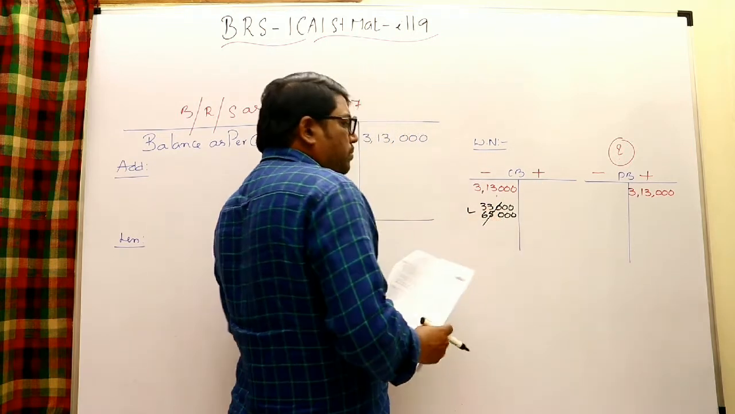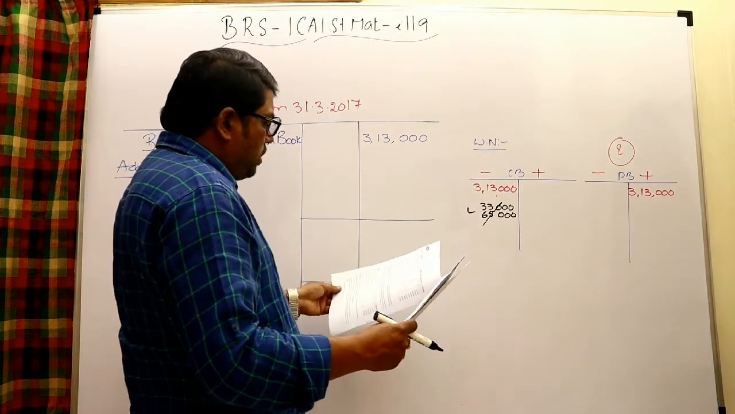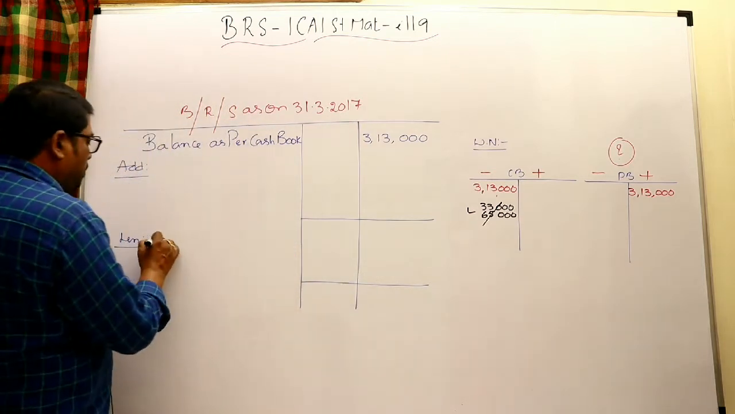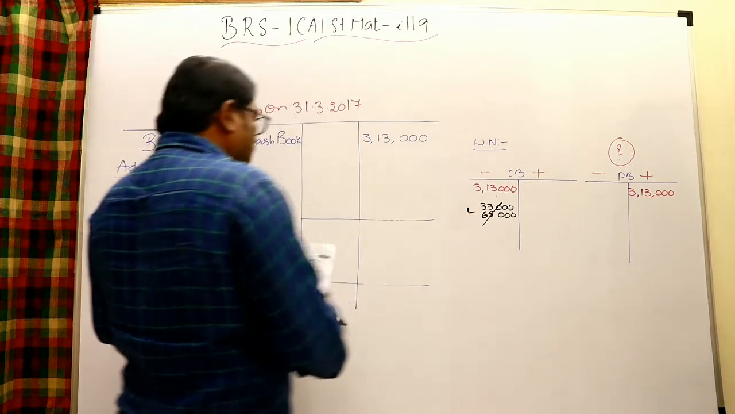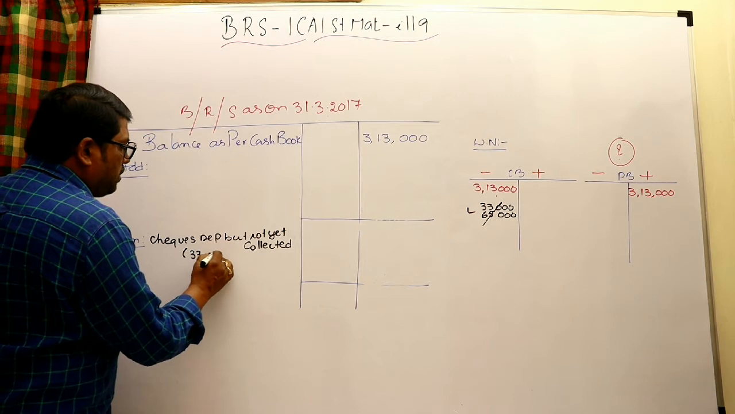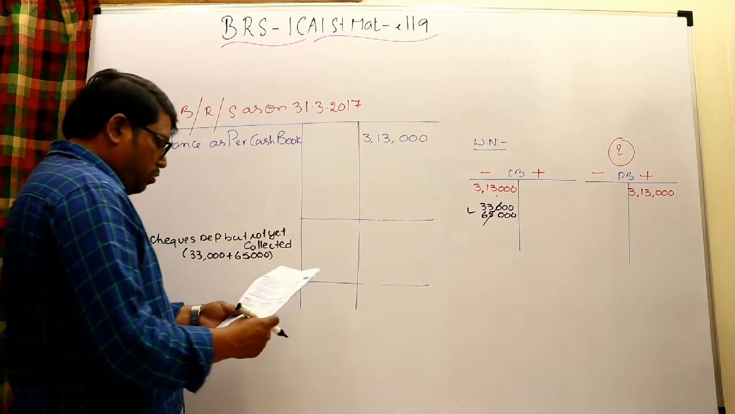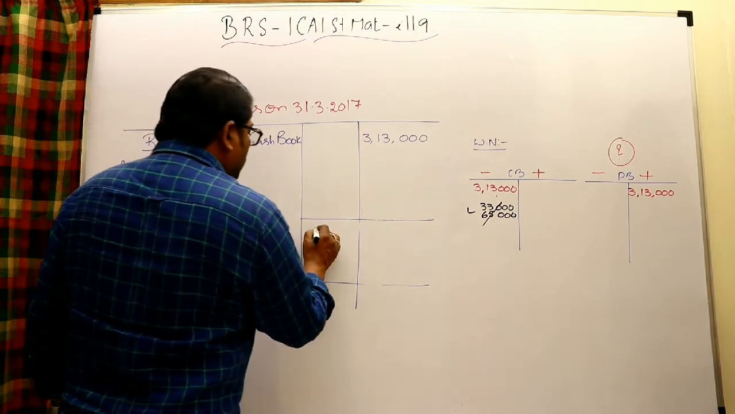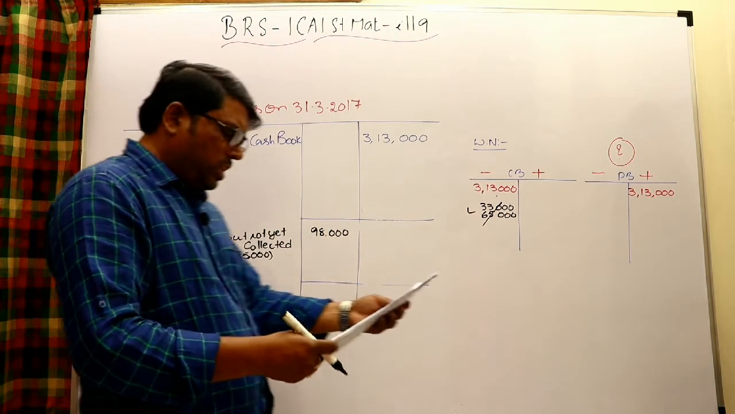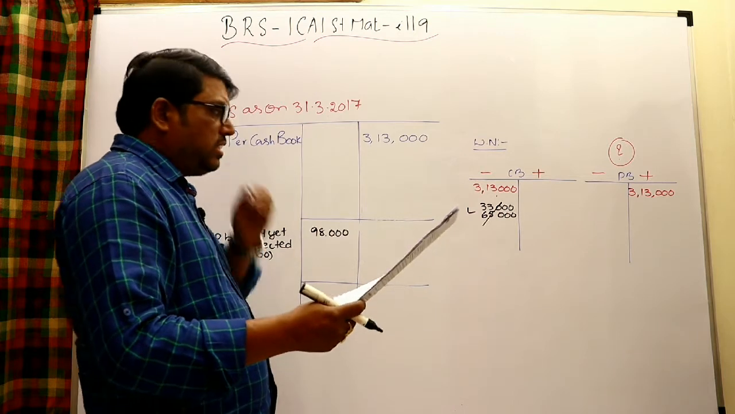Checks deposited but not yet collected: 33,000 plus 65,000. So this total is 98,000. So checks deposited but not yet collected. Put together, two checks are there like that, 33,000 and 65,000.